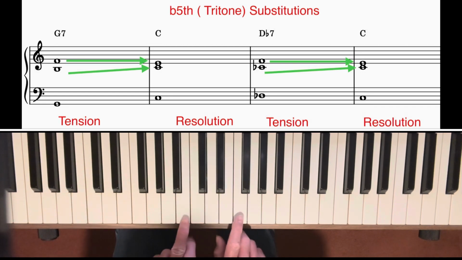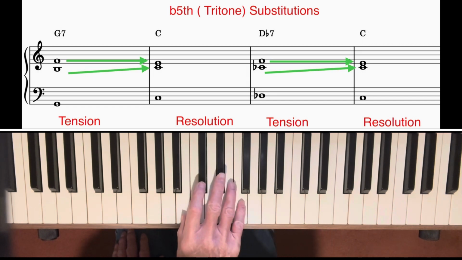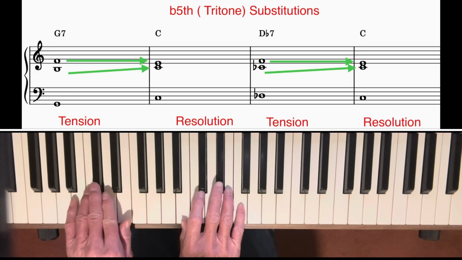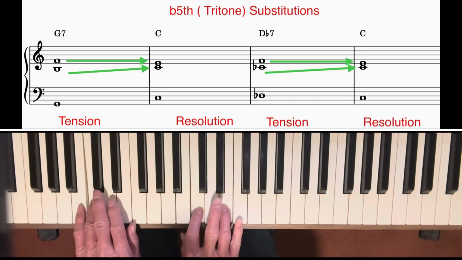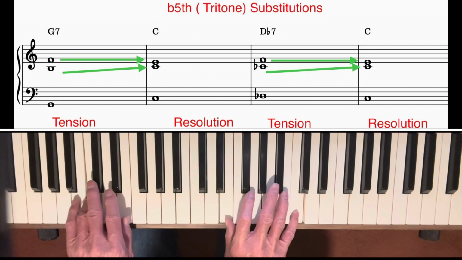Now, because you've got that same tritone in a D flat 7 chord, you can play it as a substitute for G7, and these two notes can resolve not to G flat but to a C chord. So you could resolve it like this, or outwards like that.